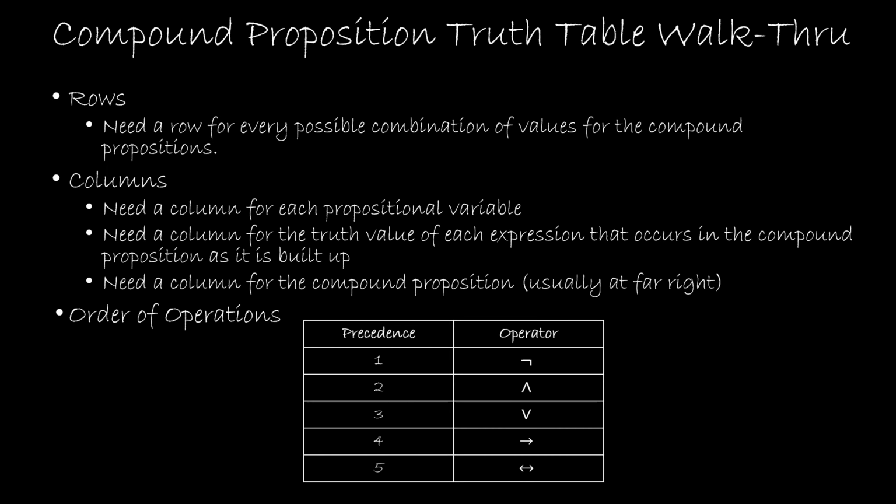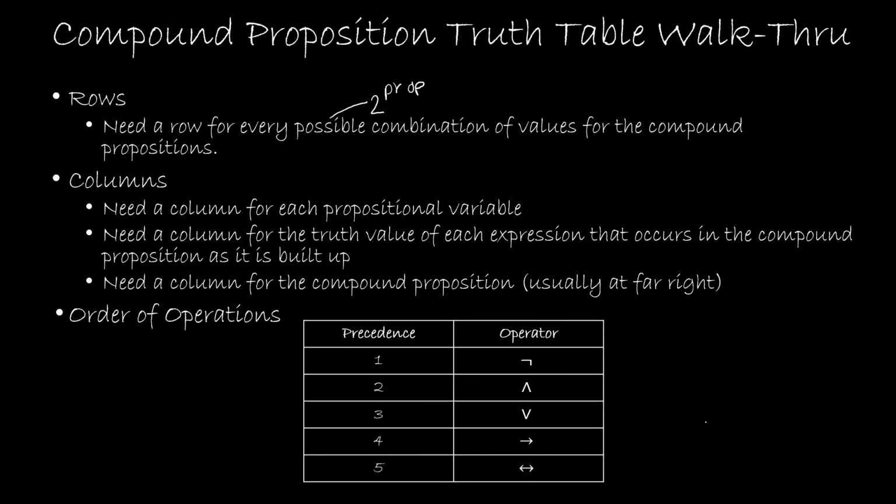In terms of the number of rows needed, you will need a row for every possible combination of values for the propositions. Essentially, however many propositions you have, you take 2 to that number, because each proposition can either be true or false, and so we need a row to show each of the possible combinations.